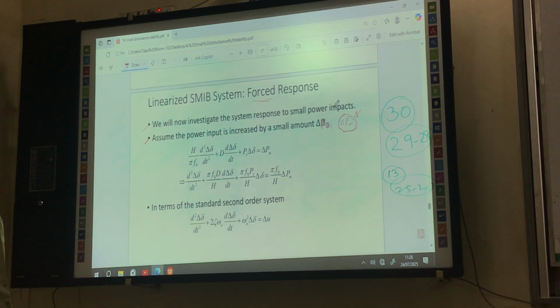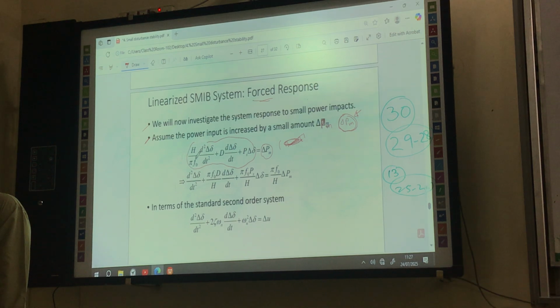So with this del PM, our updated linearized swing equation will be like this. This was the previous case with del P. It was equal to 0, but as there is some disturbance, there will be some change here. It will be del PM, because previously it was PM minus PE, and there was no change. That's why it was 0. But now there is some change in the mechanical power input. That's why it will be del PM.